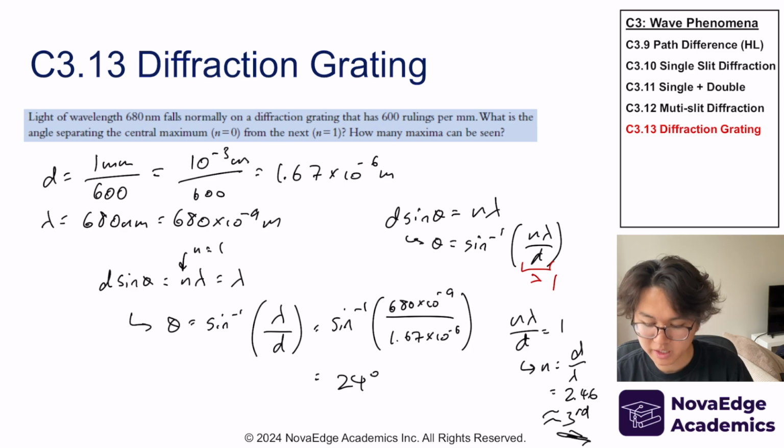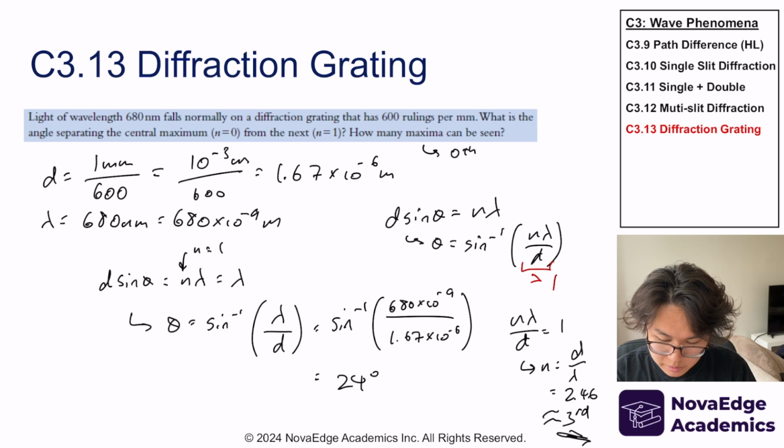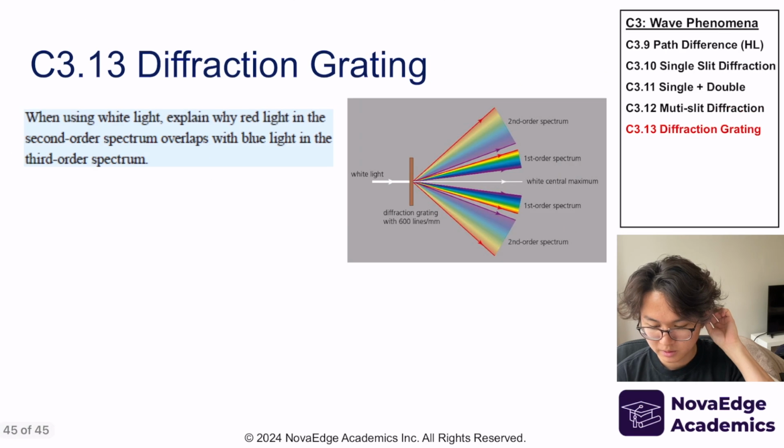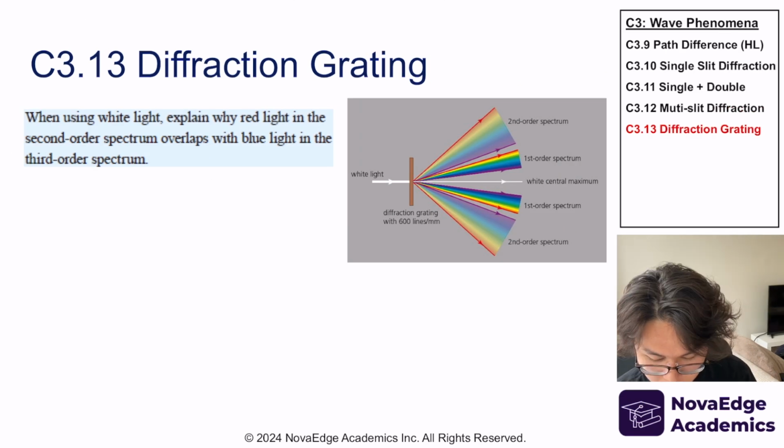At that point, I can't see anything. So I can only observe the 0th, 1st, and 2nd. The third one doesn't exist. This is also really important in paper 1 stuff. Okay, let's do another example. Pause the video and give this one a try.